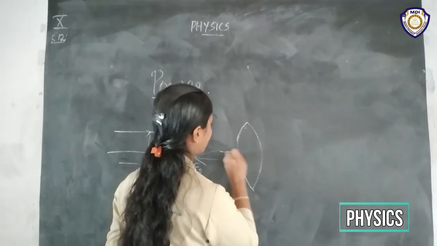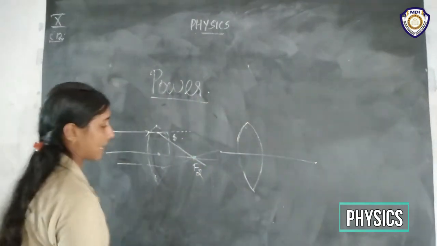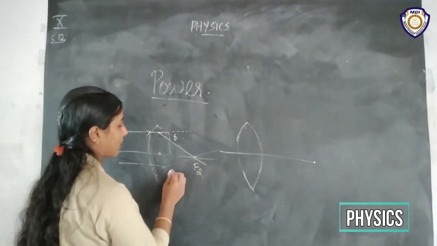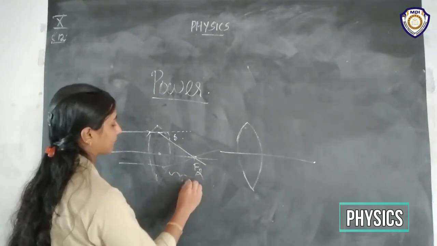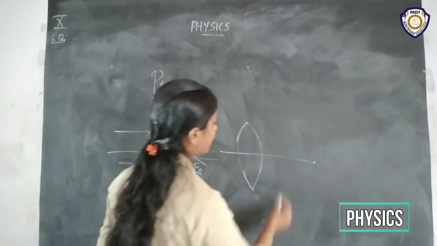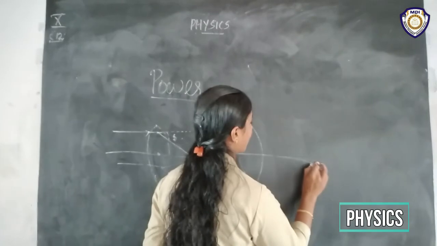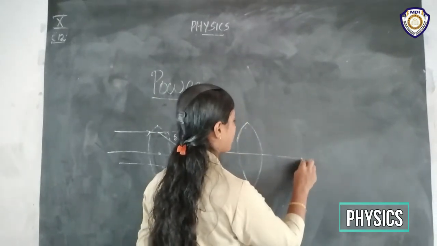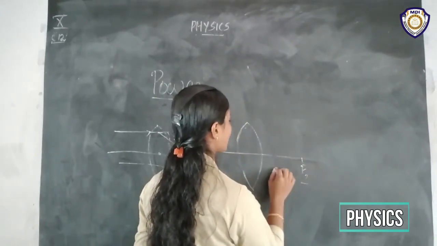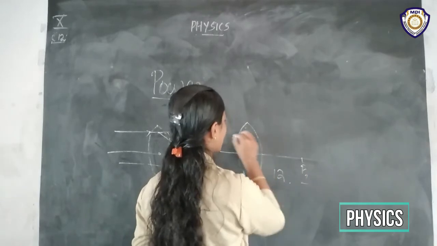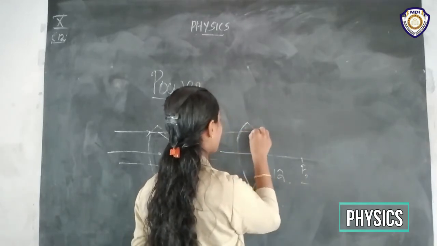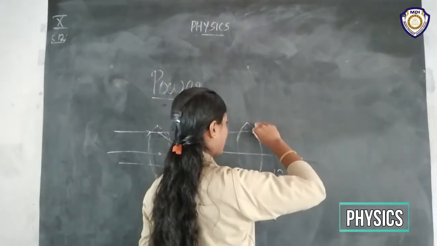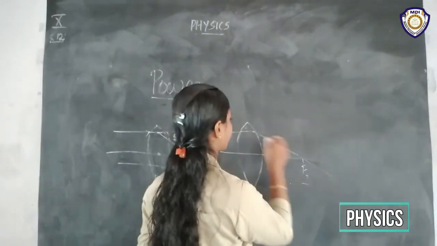So if we consider another convex lens, here the focal length is, suppose, 10 centimeter, and suppose we are taking another convex lens having a focal length of 12 centimeter, right? So an incident ray hits the lens, and then what happens?